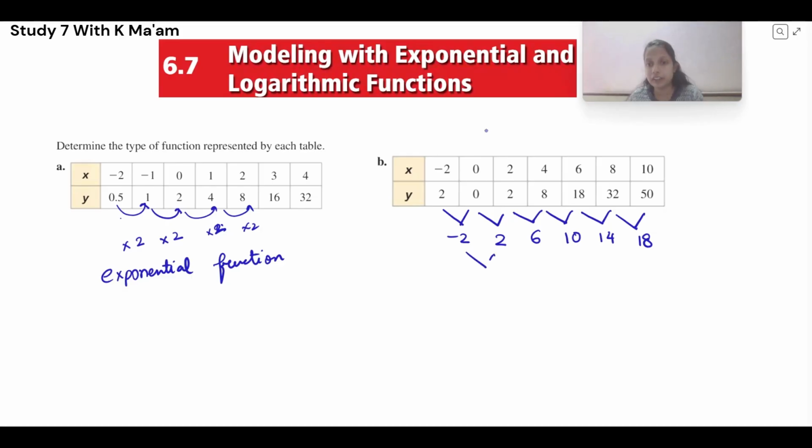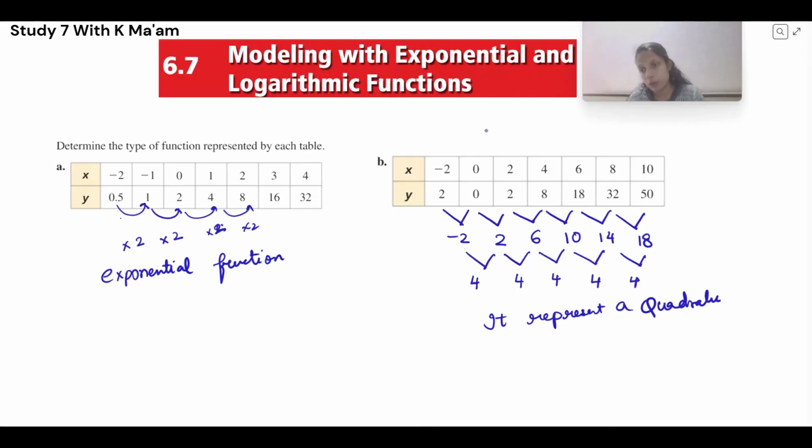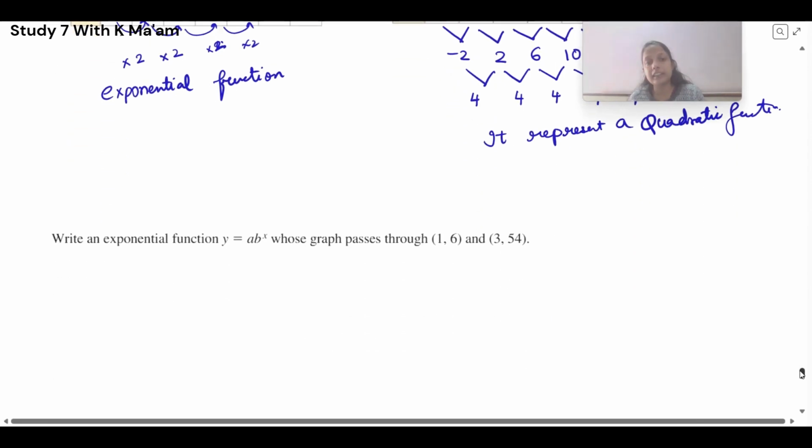Now, whatever differences you got, again find the difference. That's the second difference. 2 minus of minus 2, 4. 6 minus 2, 4. 10 minus 6, 4. 14 minus 10 is 4. And 18 minus 14 is 4. So the second difference is the same. Therefore, these table values are representing a quadratic function.